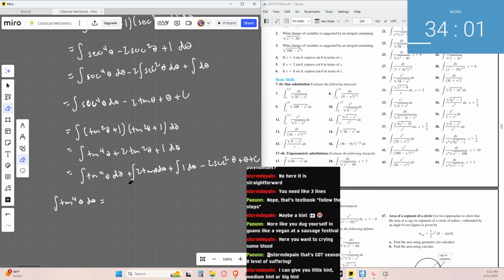I can give you a little hint, medium hint, or a big hint. Why don't we start with a little hint first? I mean, do you guys think I'm cheating when I ask for a hint? Because I feel like I'm cheating whenever I ask for a hint. I feel like I have to go through the internal struggle of actually figuring it out, but I don't know. Sometimes I just make myself think too long and I waste a lot of time.